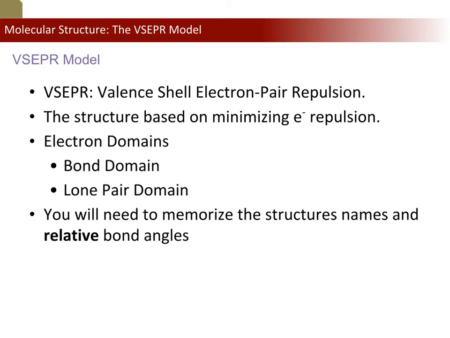dimension. Now the basic premise of the VSEPR model is that there's a central atom, and then there are things called ligands, or elements that are bonded to the central atom. And they are going to try to minimize electron repulsion around the central atom to spread themselves out as far as possible. Now there are two types of domains around the central atom. There's a bond domain and there's a lone pair domain.